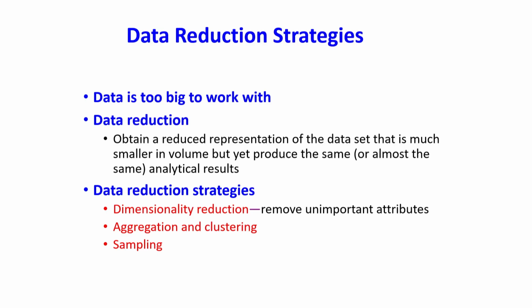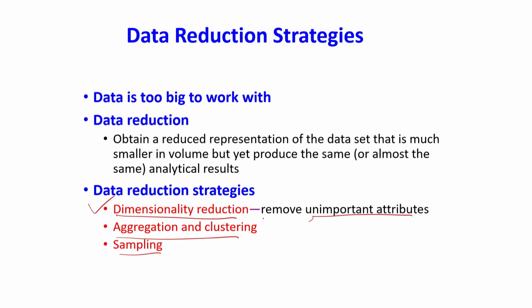So, what about data reduction? Well, if data is too big to work with, you have to reduce the size of the data. You obtain a reduced representation of the data set that is much smaller in volume, yet gives the same quality of results. That is what data reduction is. This is possible by dimensionality reduction, aggregation, clustering or sampling. Dimensionality reduction is very important, that is why PCA or Pearson analysis comes into the picture, which removes all the unimportant features or attributes.